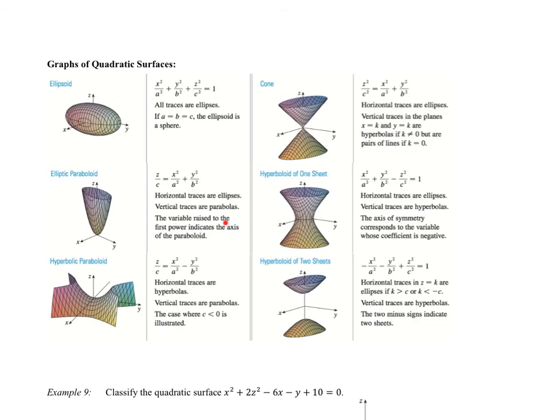It says the variable raised to the first power indicates the axes of the paraboloid. So if z is raised to the first power, then the axes for the paraboloid is z. If it was x that was raised to the first power, the axes would be x, which means that paraboloid is sort of on its side there. You can look at that in some of the other surfaces as well. So I encourage you to just review these.